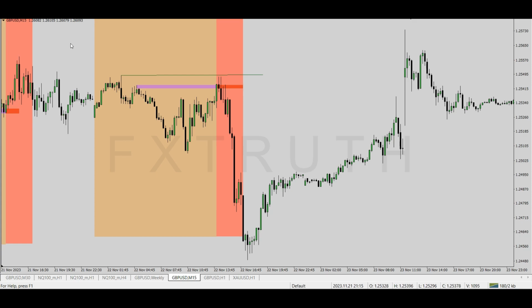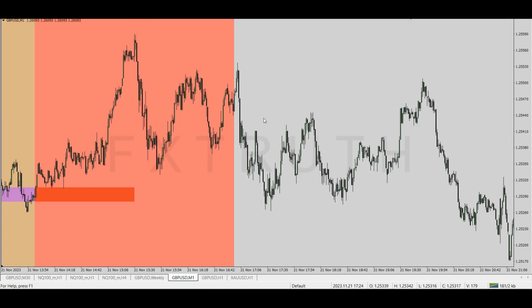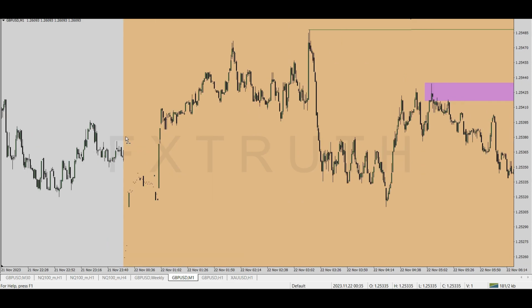Good. So all we're waiting for is on the 15 minutes, we're waiting for a run on liquidity. Now we can see that coming into the 7 a.m. New York time, we can see our price run this particular high on the 15 minutes. And all we're waiting for is a reaction in price on the 1 minute. And we're going to go down to the 1 minute to see that reaction in price. That's all we're waiting for right here.